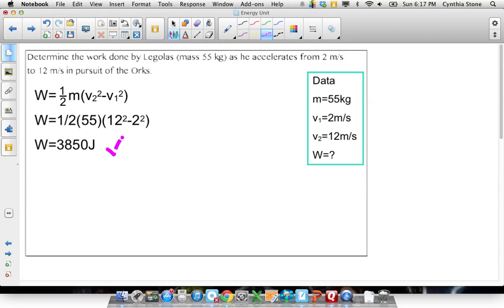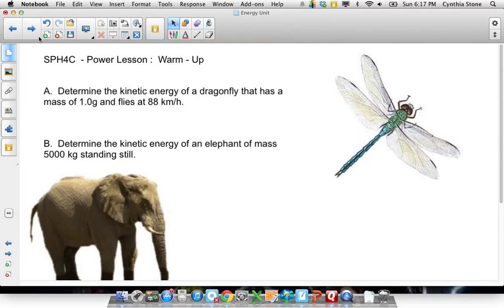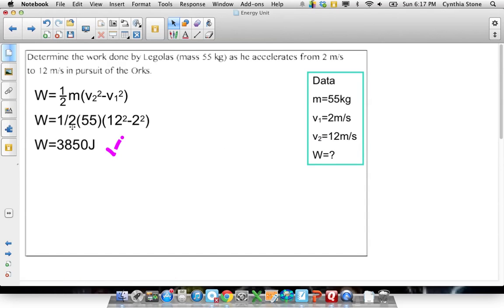Oh, that's a weird one. Okay, so I think that's it. Yep, that's it for this lesson on kinetic energy, gravitational potential energy, thermal energy, and just reviewing the work energy theorem. Okay?